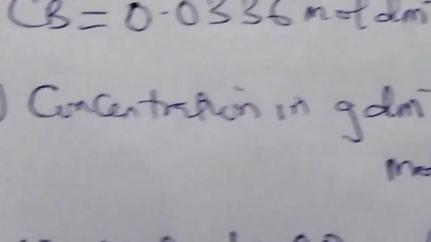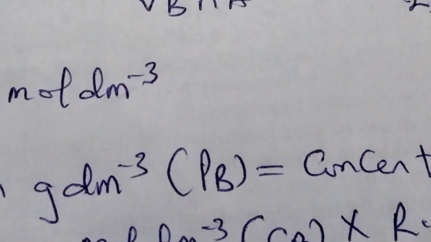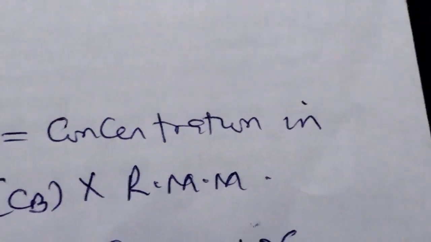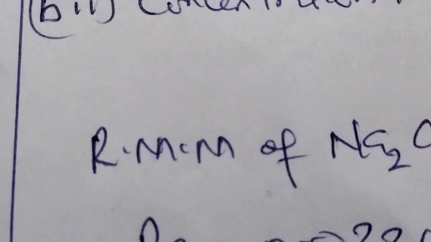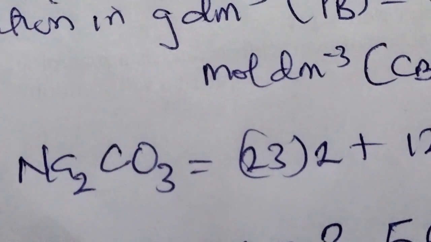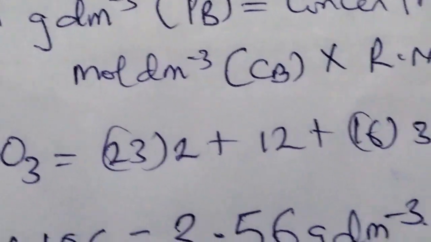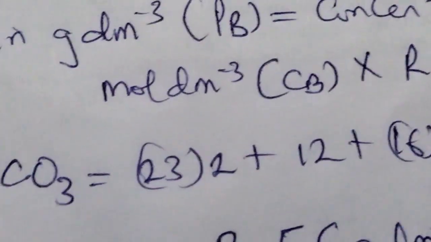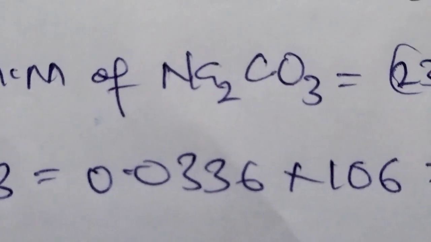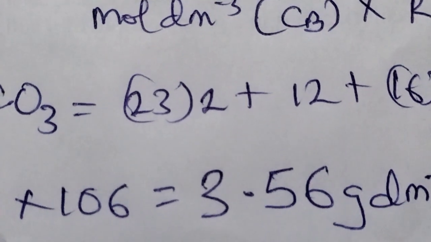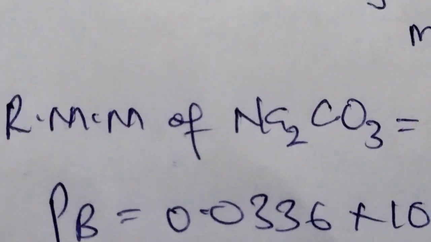BII says we should find the concentration of B in gram per dm³. Concentration of B in gram per dm³, written as rho B or PB, is equal to concentration in mole per dm³, CB, times relative molecular mass. So we have to find the relative molecular mass of sodium carbonate. Solving it out, we have 23 times 2, taking the atomic mass of sodium as 23, carbon as 12, and oxygen as 16 times 3 atoms. We now have 106. Then rho B, the concentration in gram per dm³, becomes 0.0336 times 106. We have 3.56 gram per dm³ as the concentration of the base.